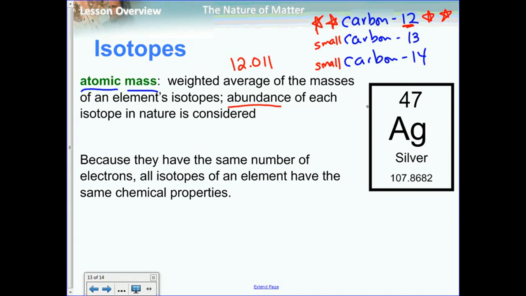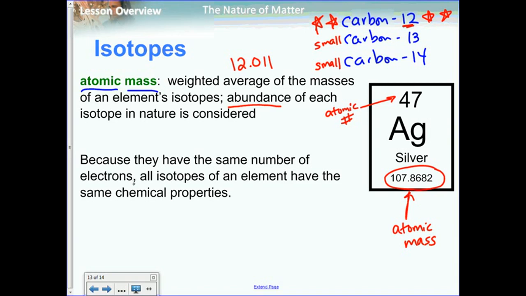Here's a silver example we had earlier. Remember, this number was the atomic number. Now this number, the 107, this would be known as the atomic mass. This is the average mass of all of the isotopes, taking into account which ones are the most abundant.